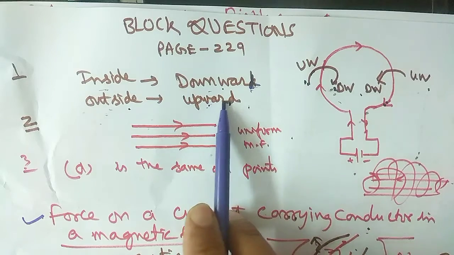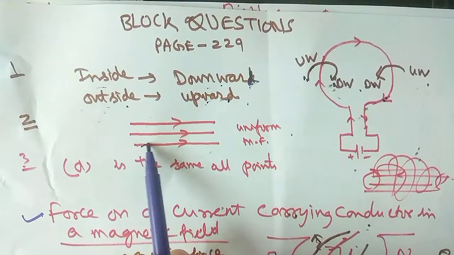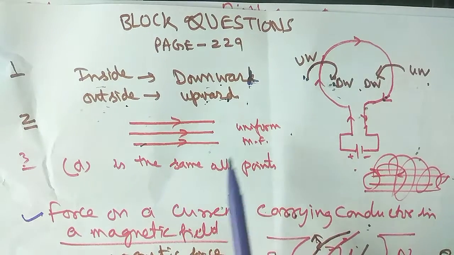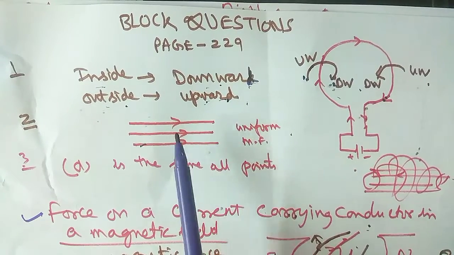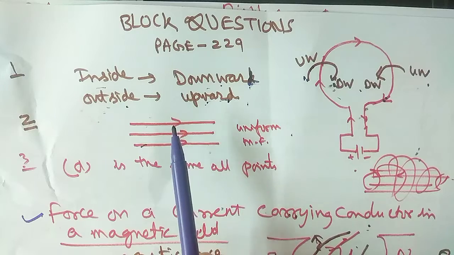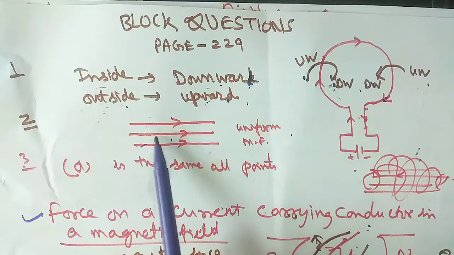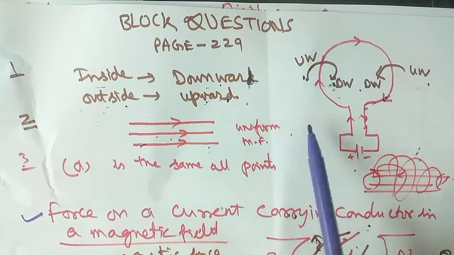Now come to question number 2. The magnetic field in a given region is uniform. Draw the diagram to represent it. Remember students, the uniform magnetic field is represented only by equidistant and parallel field lines. So this is the diagram.